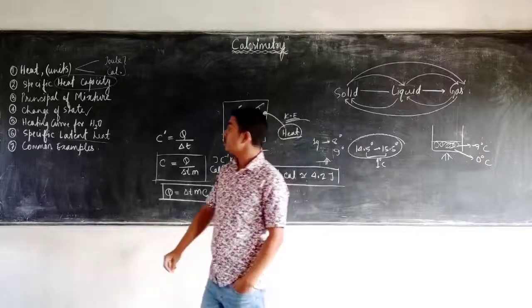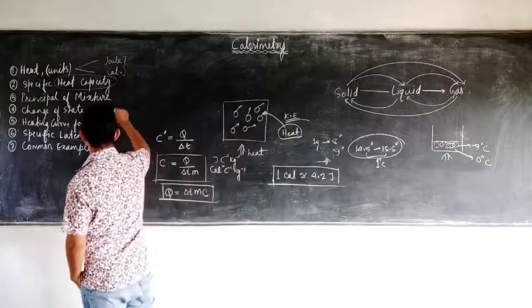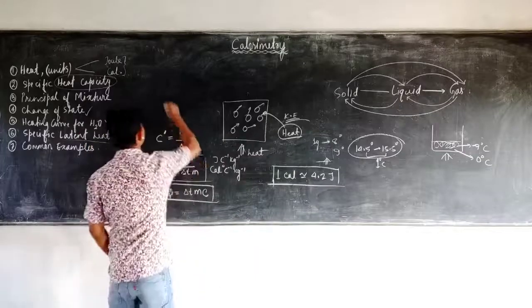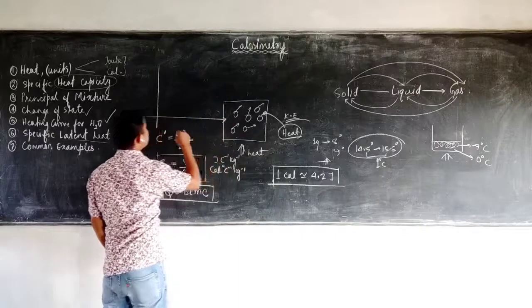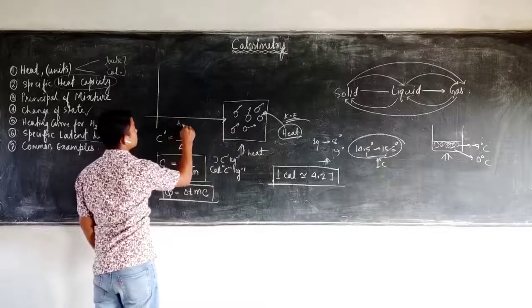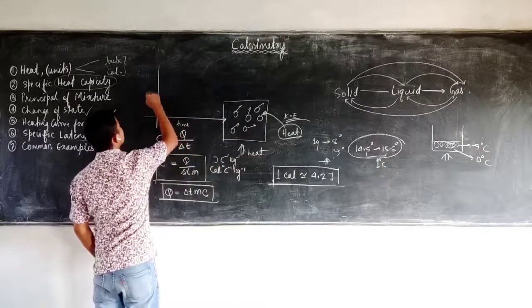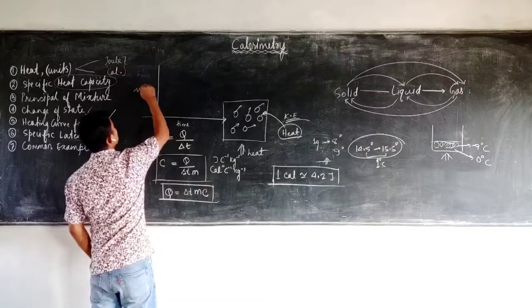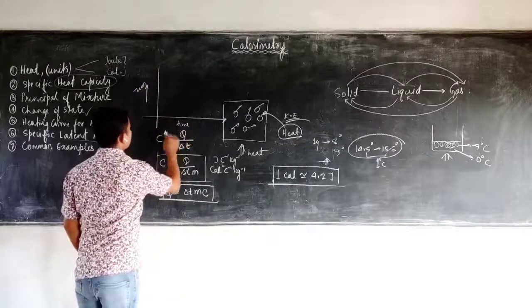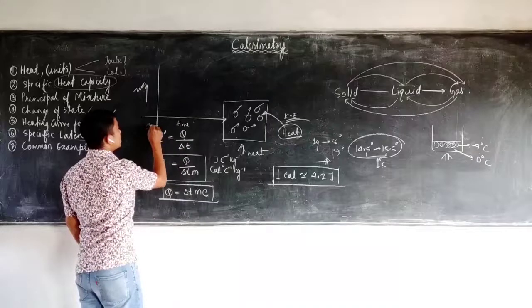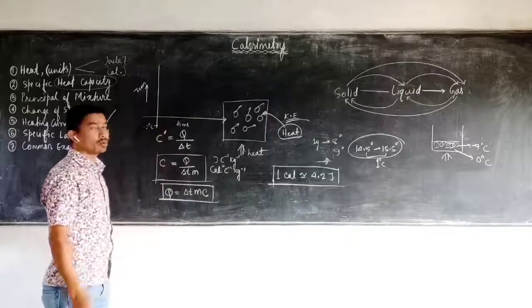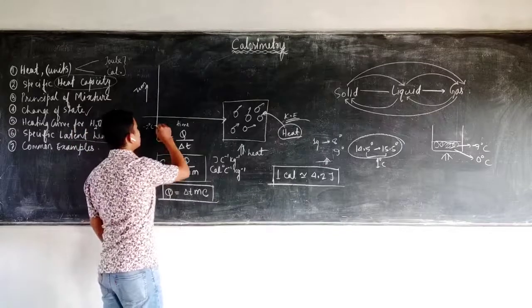So now we'll also be discussing the heating curve for water. If I draw the curve for the water, this axis represents the time, and suppose this axis represents the temperature. Now if I take ice, suppose the ice is at minus 2 degrees centigrade. With the time, when I start heating, the temperature starts rising.